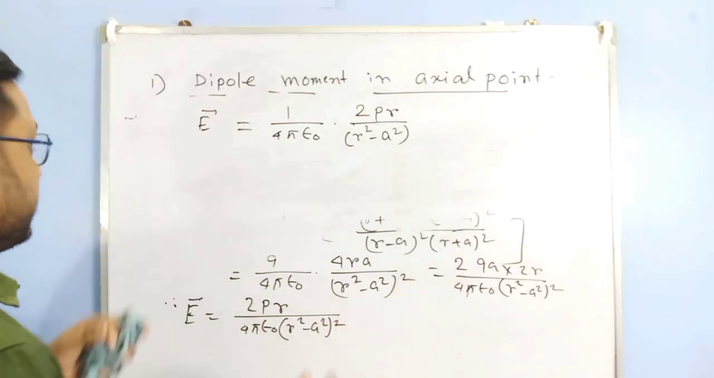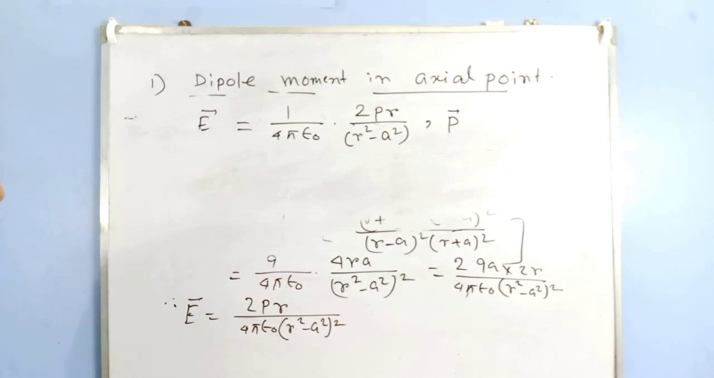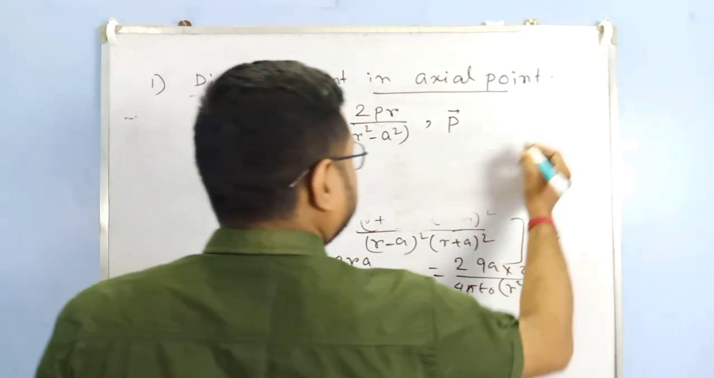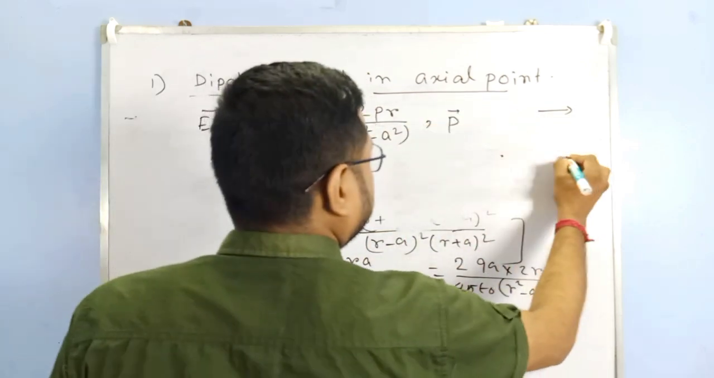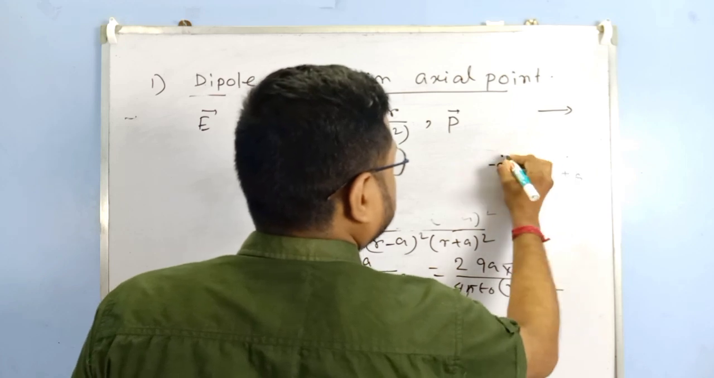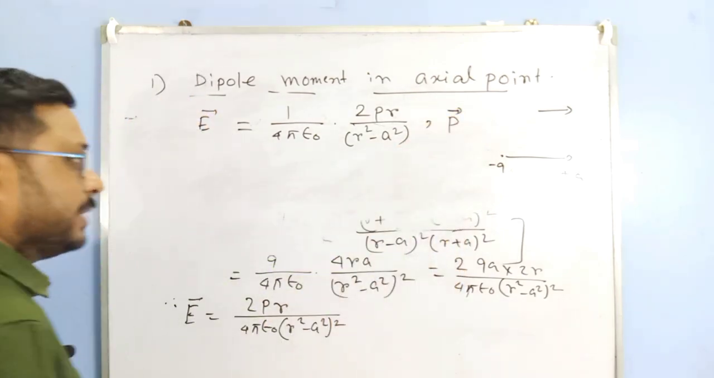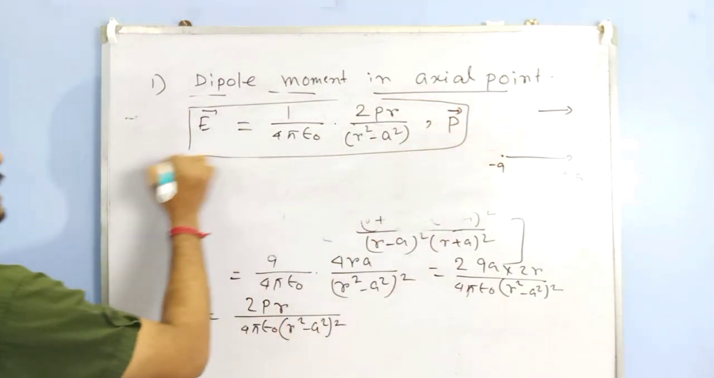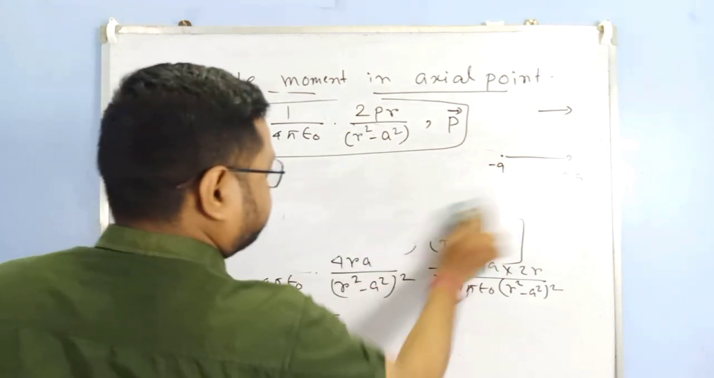which acts along P, because here E plus Q is greater, so the direction of E plus Q is towards the right, and the dipole moment is also along the negative to positive direction. So here the resultant electric field direction is along the dipole moment. So this is the final expression for the electric field at the axial position due to a dipole.